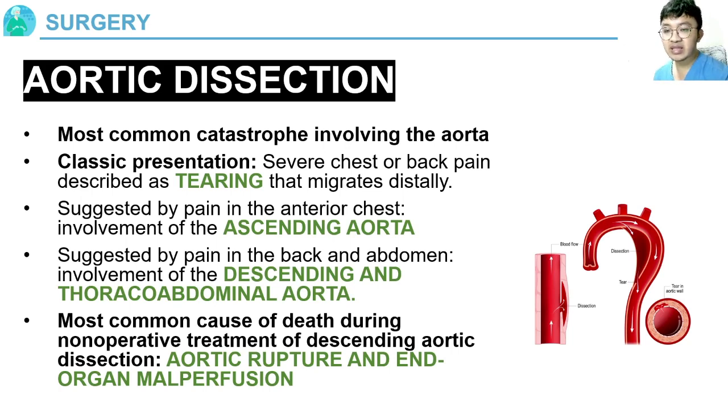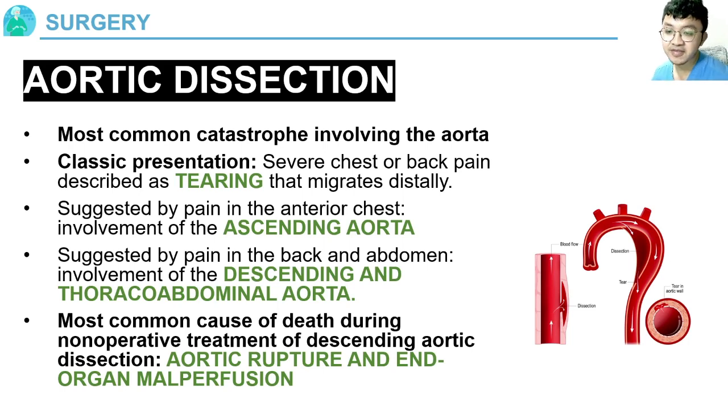If the pain is more prominent in the anterior chest, this is usually aortic dissection of the ascending aorta. If in the back and the abdomen, it's usually the descending or the thoraco-abdominal portion of the aorta. Again, if it's in the anterior, it's still the ascending aorta. If it's in the back, it's the descending and thoraco-abdominal aorta.